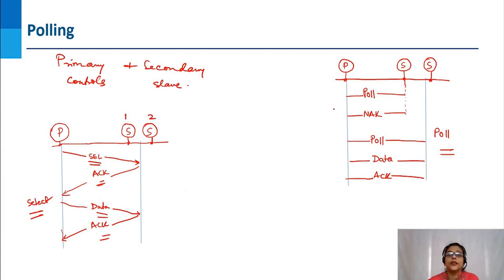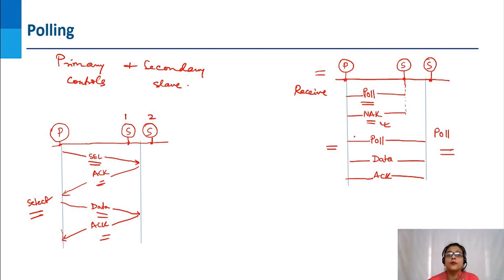In the poll type of technique, the primary wants to receive data from the secondary. That means the primary is free to receive the data. So it should send a poll signal to the secondary. Now the secondary can either acknowledge it or send a negative acknowledgement. If the secondary has some data to send, it will not send a negative acknowledgement. But if it has no data to send, it will send a negative acknowledgement and accordingly the primary cannot receive data from the particular secondary.